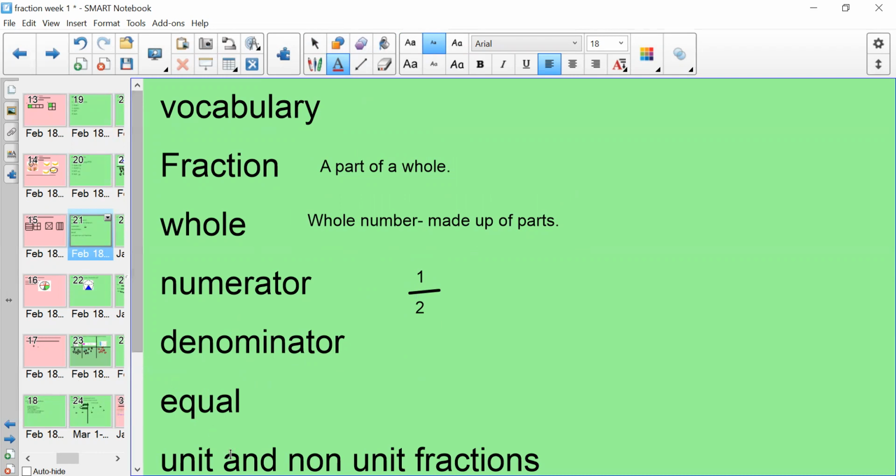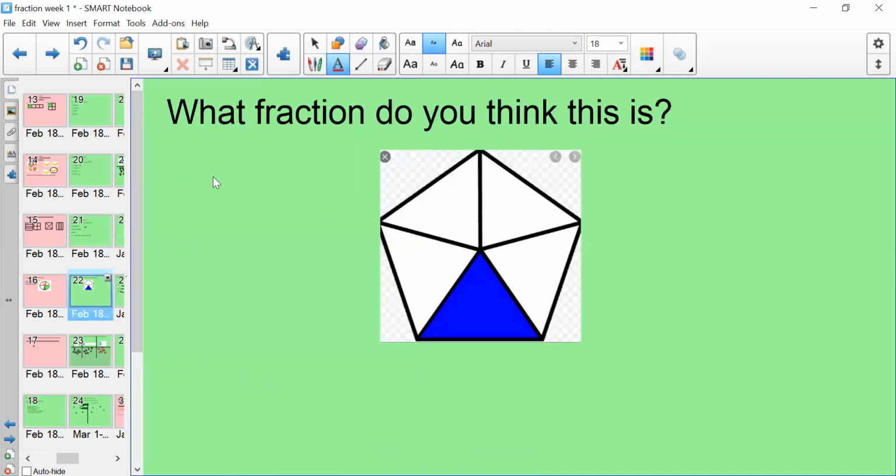Today in our lesson, we're going to explore what unit and non-unit fractions are a little bit further. So our big question today is, what fraction do you think this is? Pause the video and look at the blue part that is shaded, or the white part, and see if you can think what fraction that is.